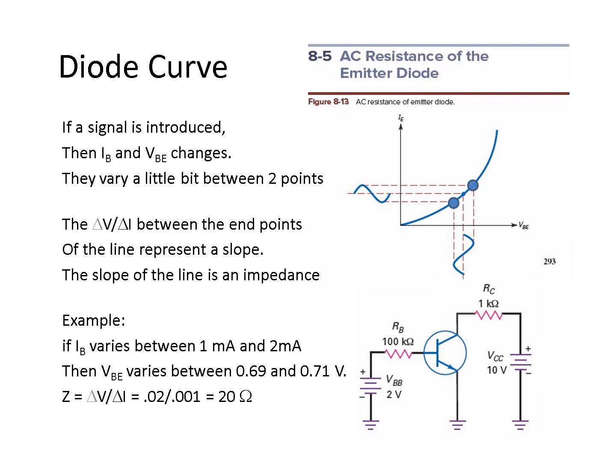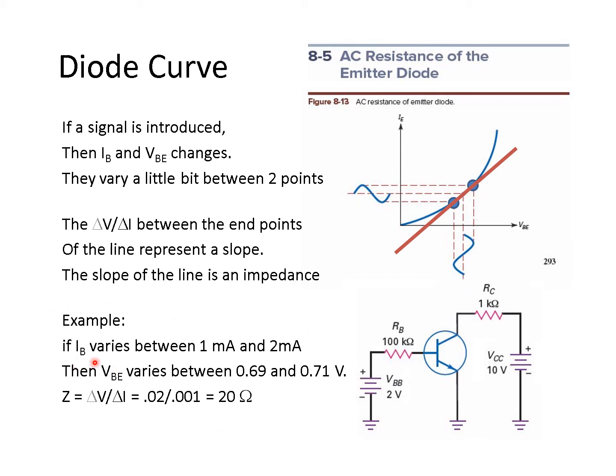So basically, the current and the voltage is going back and forth between those 2 points, and we can draw a line between those 2 points that represents the slope of the line at that point. This slope is an impedance. It's a delta V over a delta I.